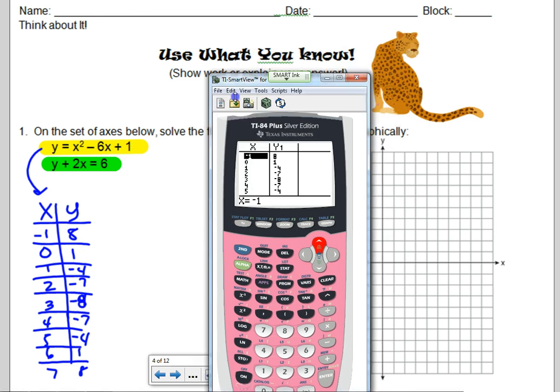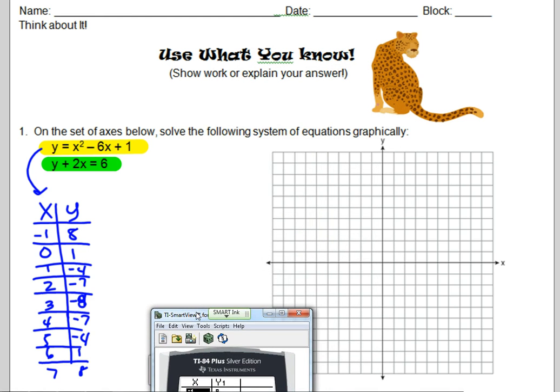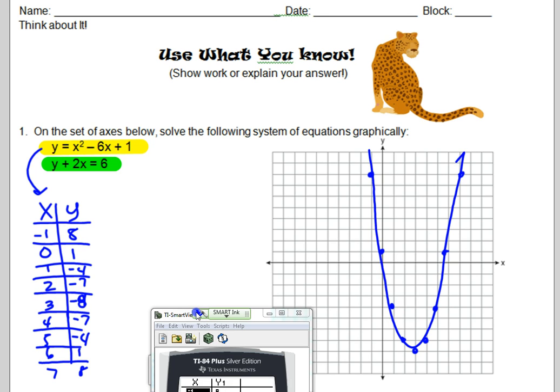Okay, so plotting that, we will get and there's our first graph. And anytime you have multiple graphs on the same set of axes, you should label.